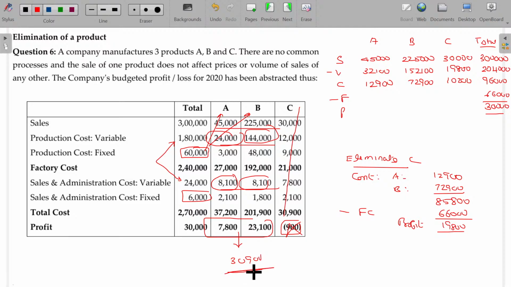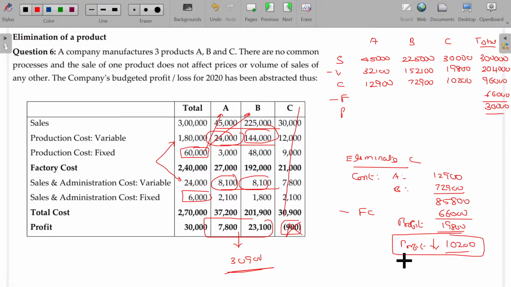As per the statement we have already prepared, if you directly see, C seems to be non-profit making or loss making. In order to eliminate that, you thought your profit would increase by 900 rupees, to 30,900, but ultimately you are actually losing, from 30,000 to 19,800. Clear? Now, find out the difference. What is the decrease in profit? 10,200 profit decrease because of this elimination. So, not recommended. Profit decrease by 10,200.